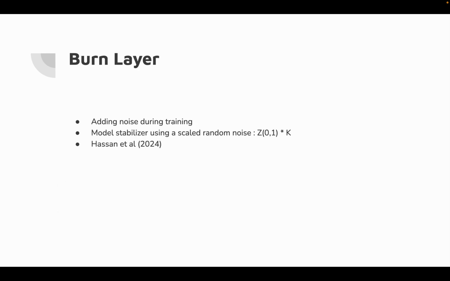Additionally, I'll be exploring the use of a burn layer, which adds noise during training and is used as a model stabilizer using scaled random noise, in which a layer with a normally distributed noise value between 0 and 1 is element-wise multiplied at the last layer of the CNN.